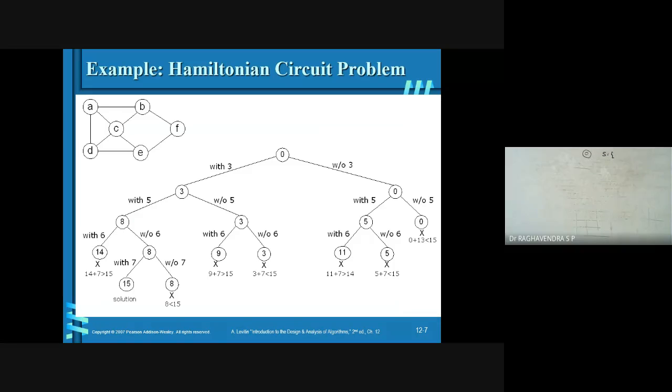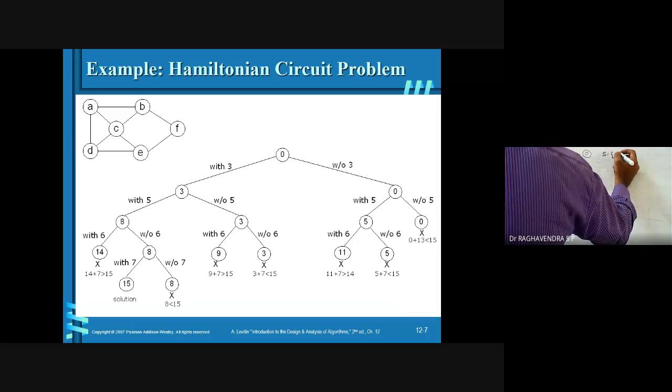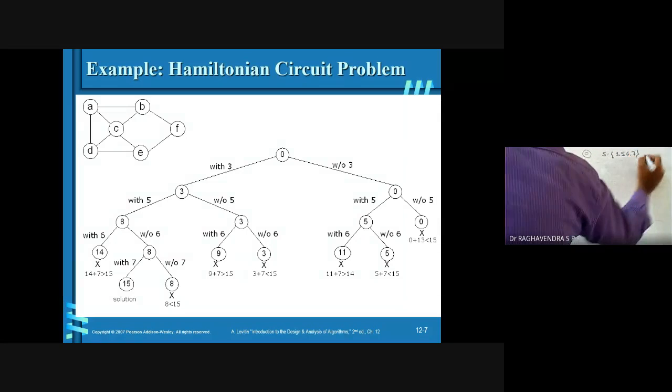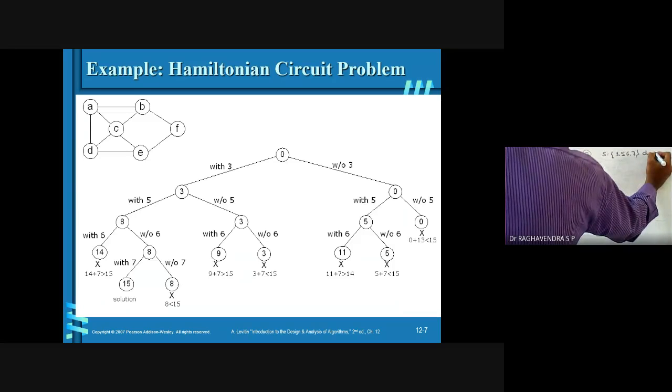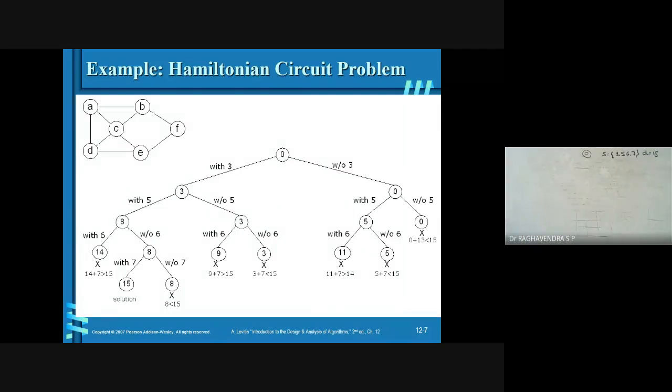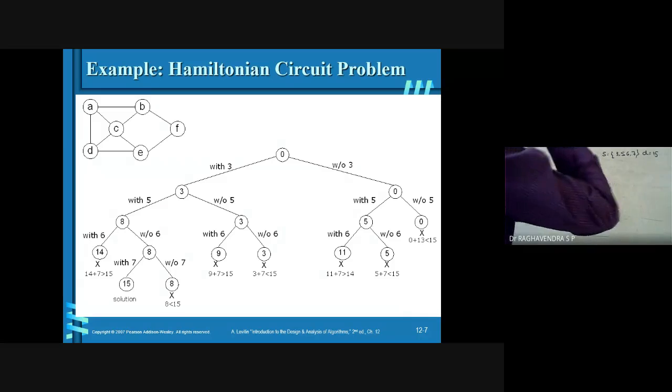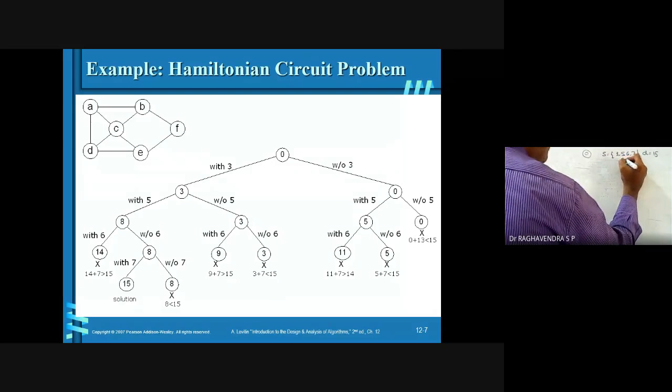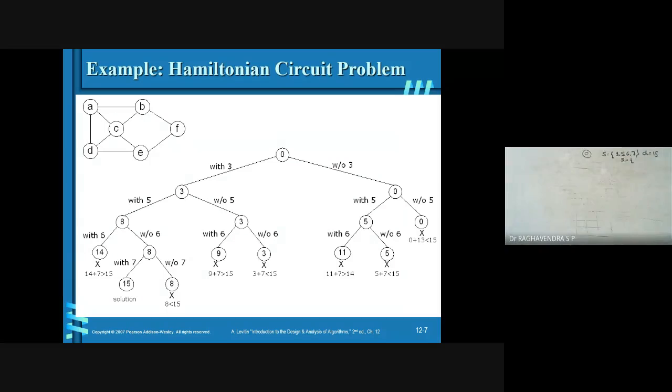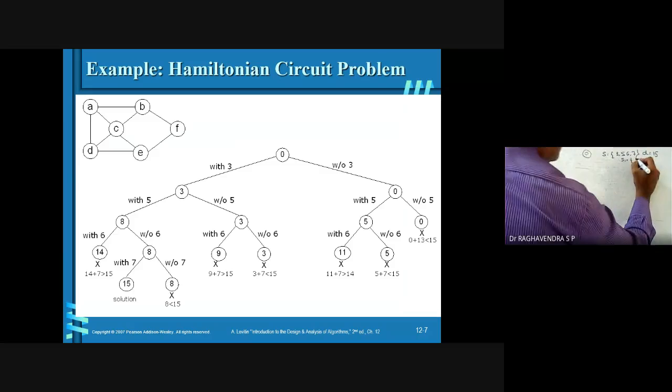Okay, so this is the new problem they have given. The set is 3, 5, 6, 7. D has been given the value 15. This is the second problem. Any subsets we are going to get? S1 is equal to 3, 5, 7.